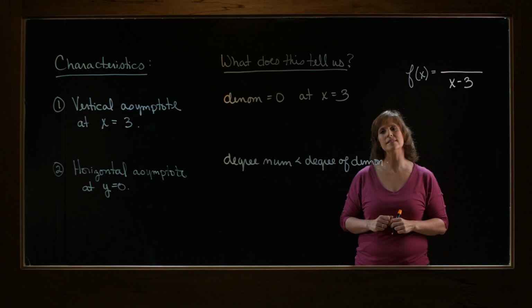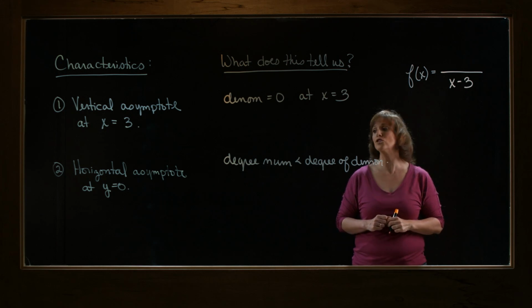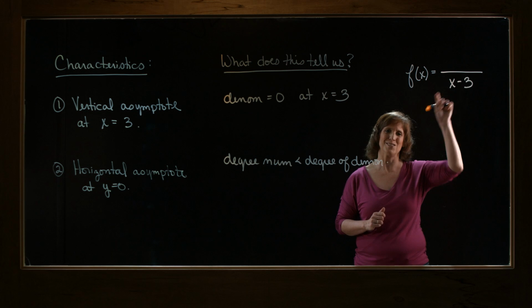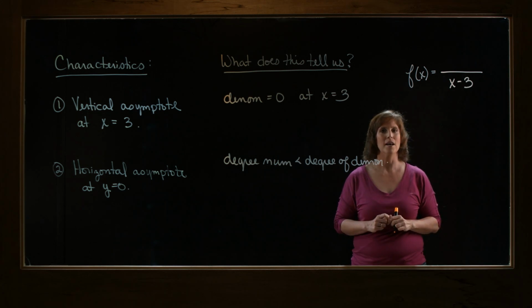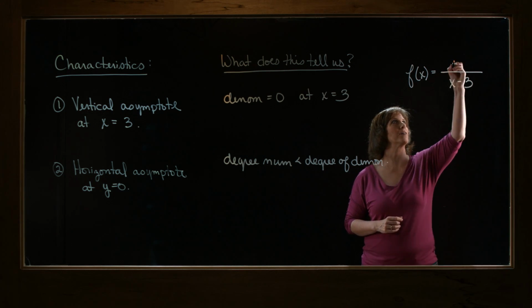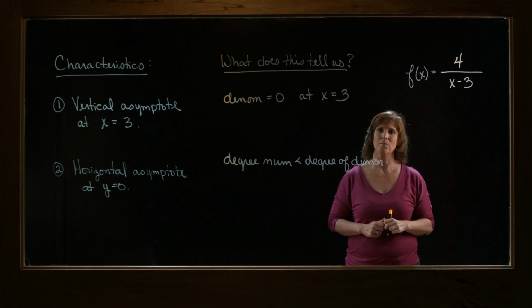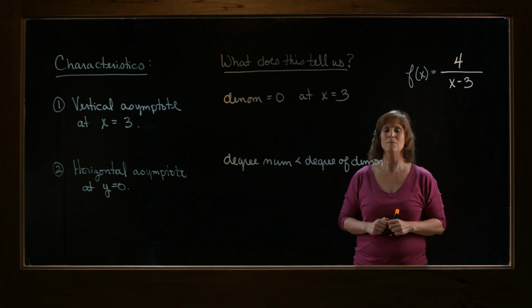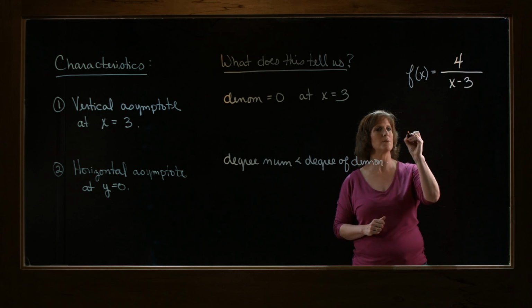The next thing I notice is that I want the degree of the numerator to be smaller than the degree of the denominator. The degree of the denominator is already just a 1. So in order for the numerator's degree to be smaller, it has to be a constant, in other words, degree 0. So we can put any constant we like up there. Let's try a 4. This is a function that fits both of my criteria, but it's not the only one. Let's try something else.